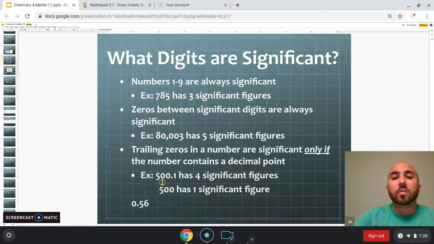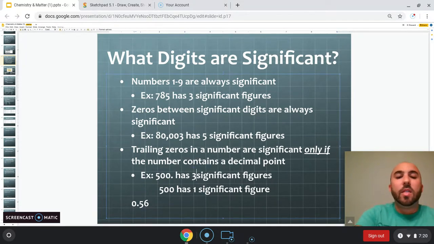So if you look here, 500.1, well, this one actually pertains to our previous rule. There's a 5 here and there's a 1 there, and the zeros are in between, so they're always significant. So there's 4 significant figures. The 5, the 2 zeros, and the 1 all count. But let's say I got rid of the 1. Well, if you look now, you look at the decimal point, and because there's a decimal point present, we know that these trailing zeros are significant, and that means that they do count. So in this example, they count. This has 3 significant figures.